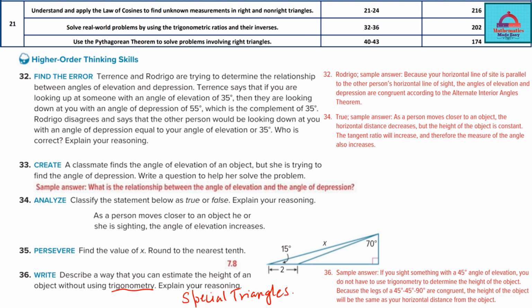If you sight something with a 45 angle of elevation, you don't have to use trigonometry to determine the height of the object, because the legs of the 45 45 90 are congruent, and the height of the object will be same as your horizontal distance, because tan 45 is 1. So we are going to have the same value. No use of trigonometry. Directly you can use your knowledge of special triangles.